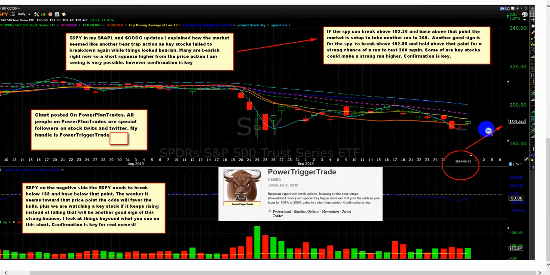on September the 30th, when the spiders were at this price. This is what I said. The SPY, in my Apple and Google updates, code 44A. I explained how the market seemed like another bear trap action as key stocks failed to break down again while things looked bearish. Many are bearish right now, so a short squeeze higher from the price action I am seeing is very possible. However, confirmation is key.